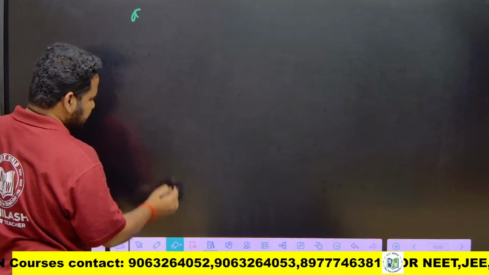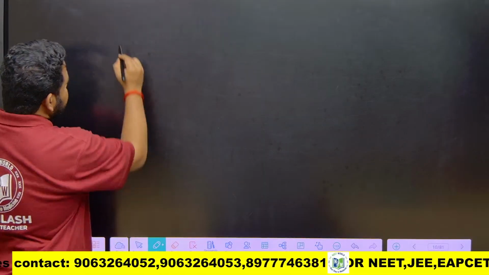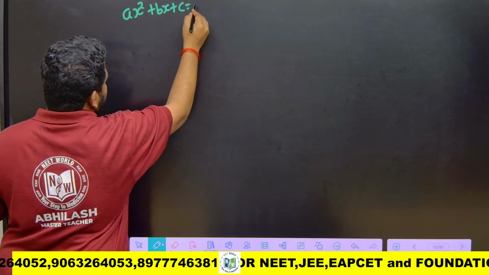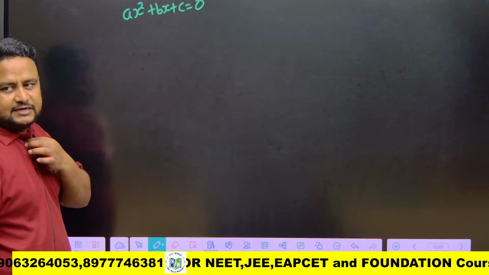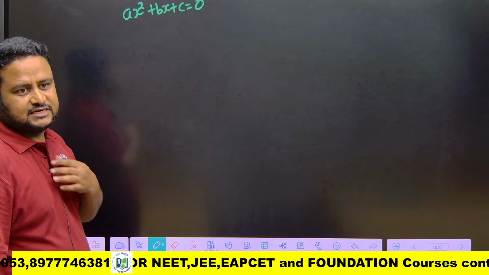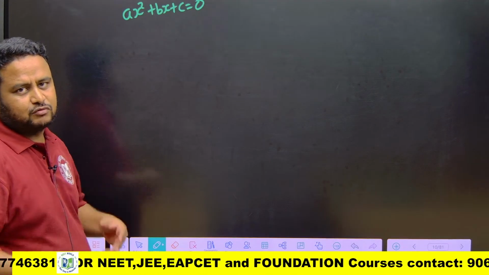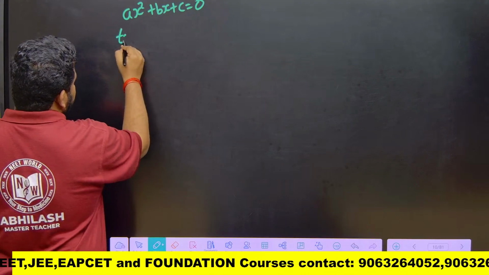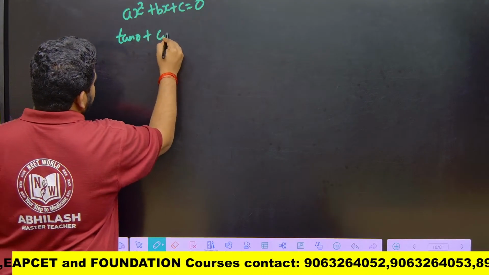They have given the equation as ax square plus bx plus c is equal to 0, okay. So, tan theta and cot theta are the roots of the equation, that is sum of the roots and product of the roots, that formula we have to use. Sum of the roots is what? Alpha plus beta, that is tan theta plus cot theta is equal to what?